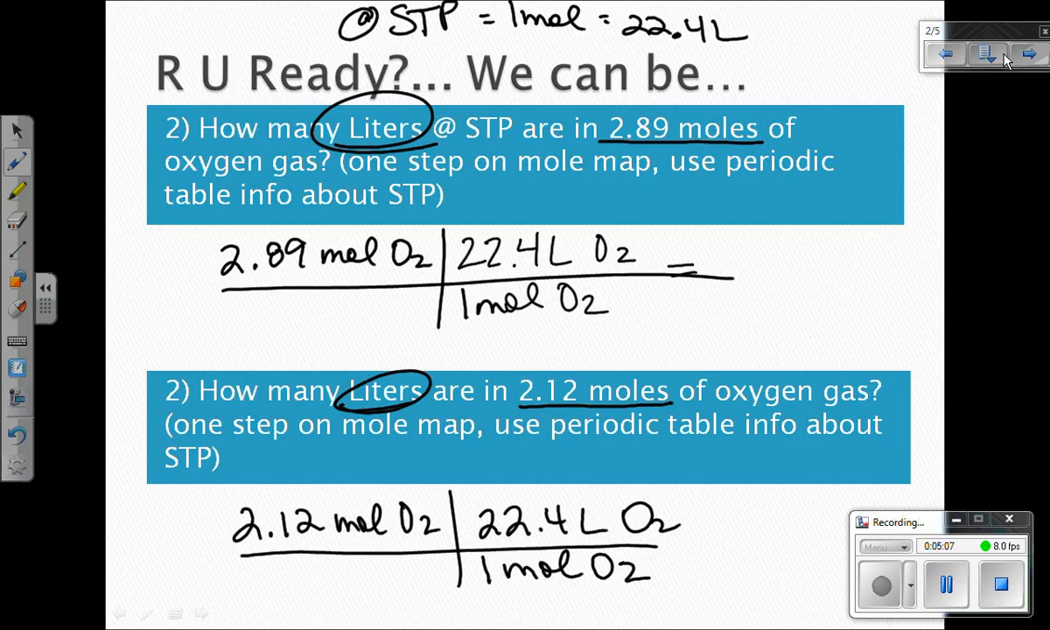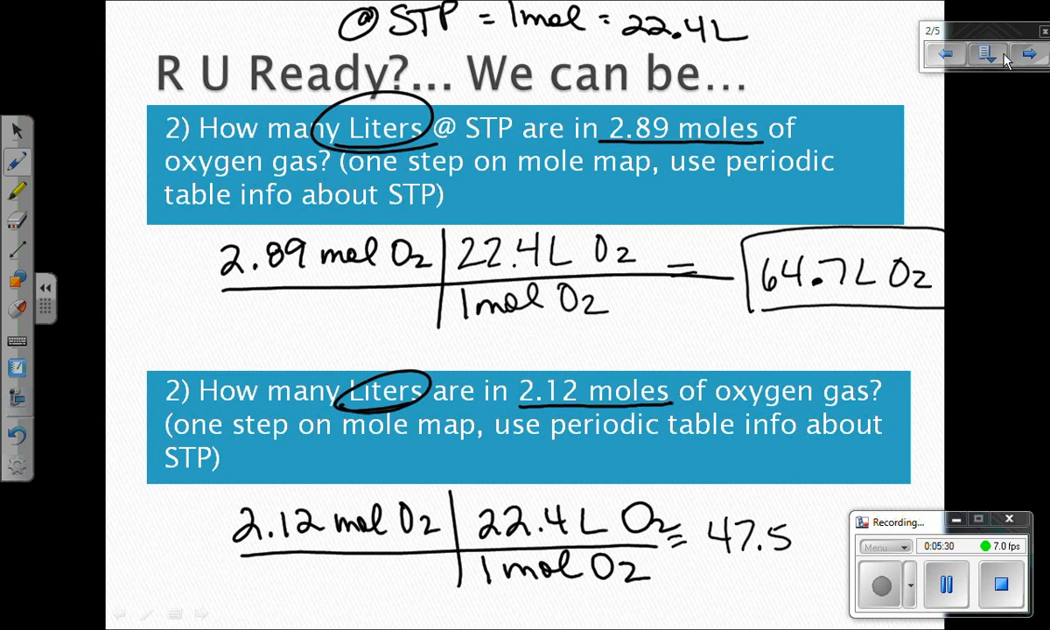So again, 3 significant digits need to be in my answer. If that's the case, on this top one we get an answer of 64.7 liters of O2. And then on the bottom one, we should get an answer of 47.5 liters of O2.